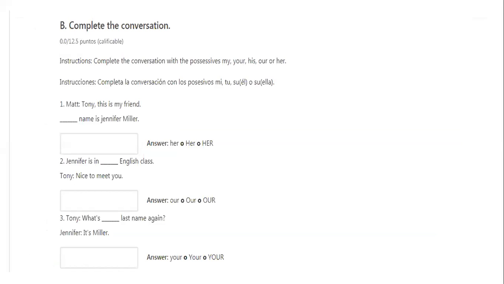In here, the instructions is complete the conversation with the possessives, my, your, his, our or her, okay? Aquí estamos completando. Vamos a poner un poquito de mute para que nos podamos escuchar. Okay, in here, you see the possessive, right? My, your, his, our or her, right? So it says, Matt, dice en este caso, ¿verdad?